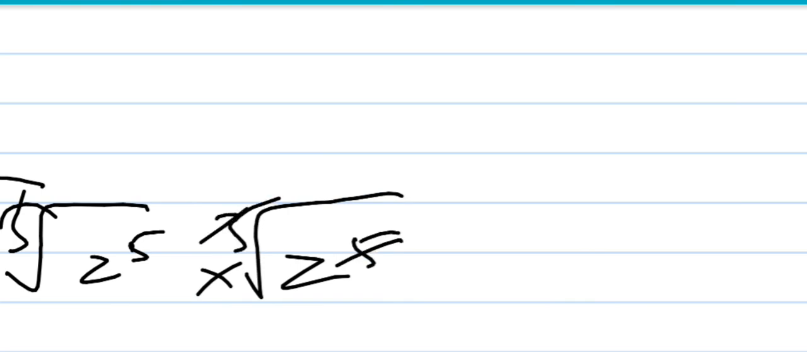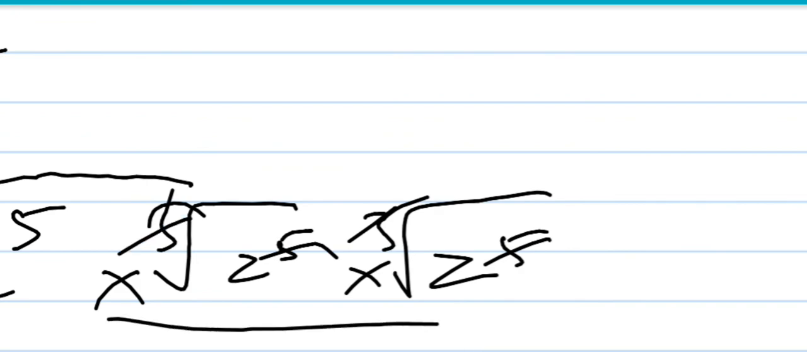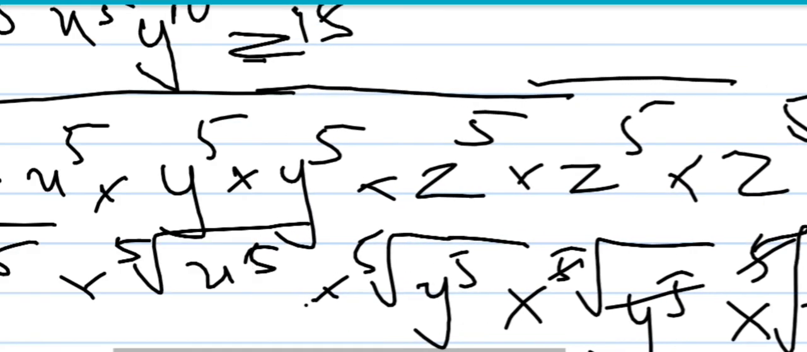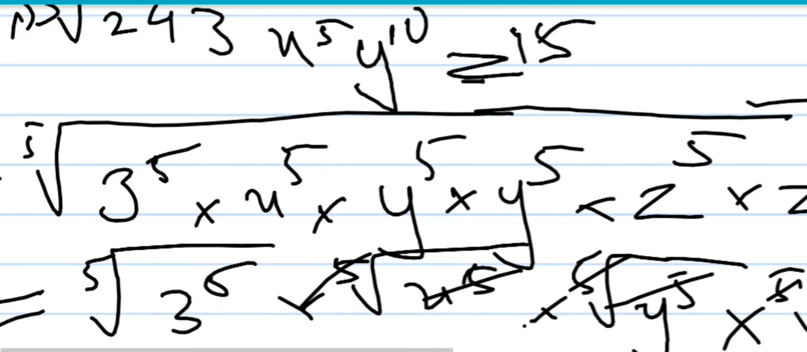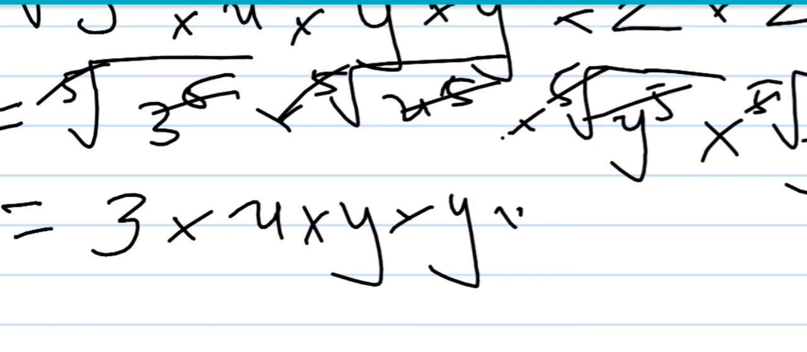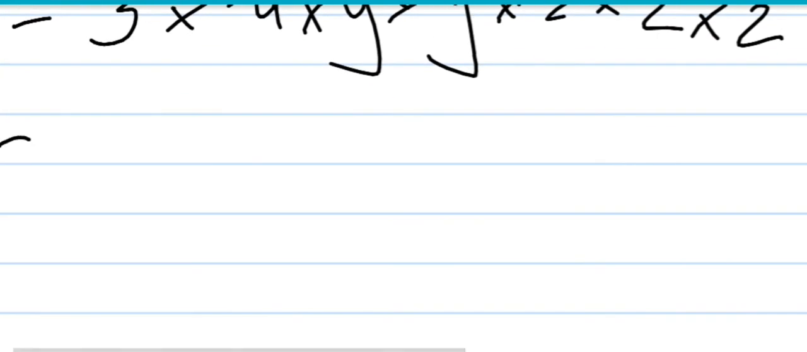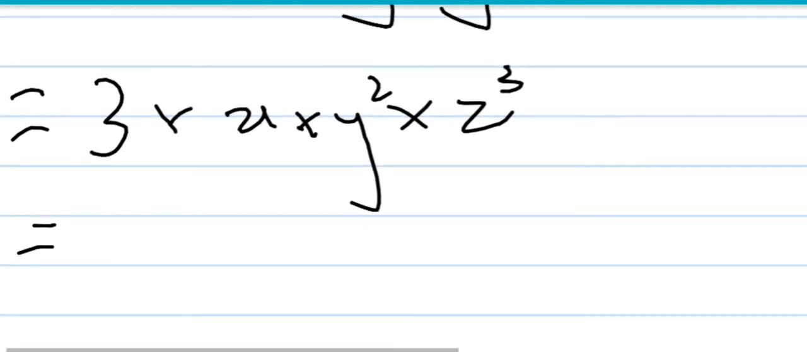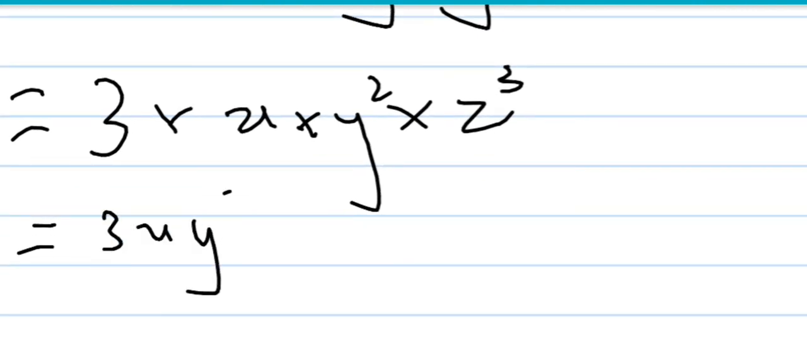Now 5 will cut with each other. 5, 5, 5 and 5 and 5. Now 3 multiply x multiply y multiply y multiply z multiply z multiply z. It will become 3 multiply x multiply y square multiply z cube. Now 3xy square z cube, it is the answer.